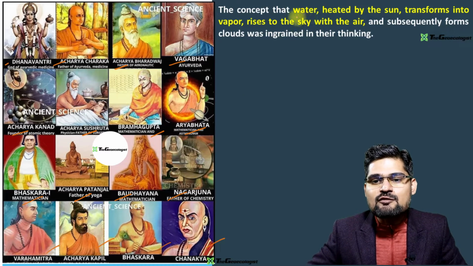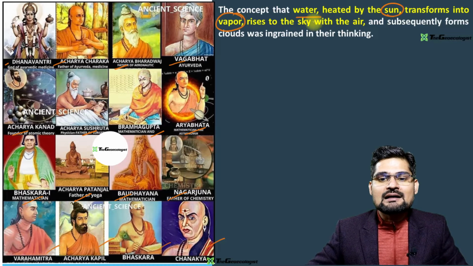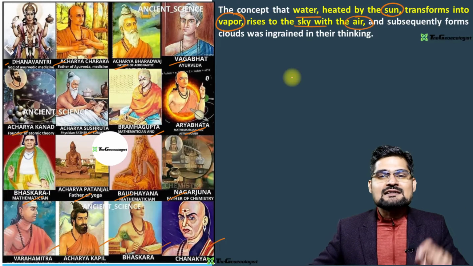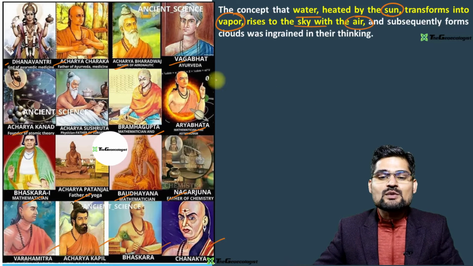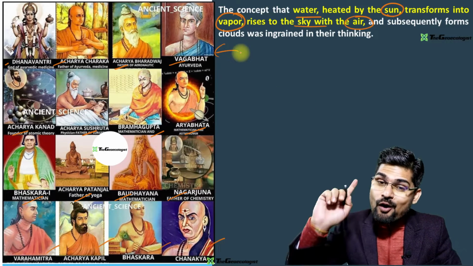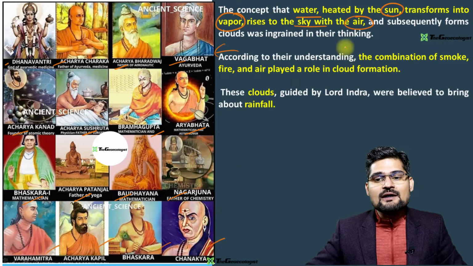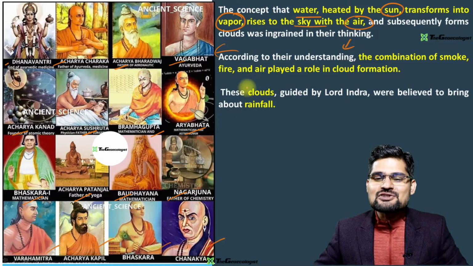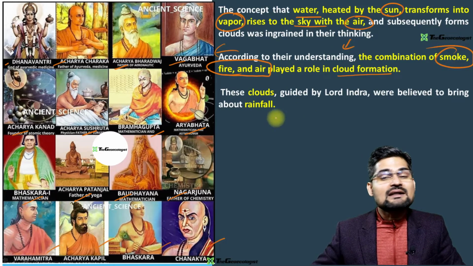So the concept of water heated by sun, transforming it into vapor, rising to the sky within the air, and subsequently raining again. This is what we say is water cycle, cloud formation. This was ingrained in their thinking all the way back in the Vedic period and later Vedic period. So what you observe, according to their understanding, the combination of smoke, fire, air, three things. Smoke, fire, air played a role in cloud formation.